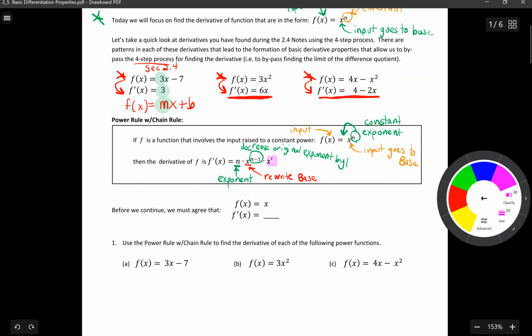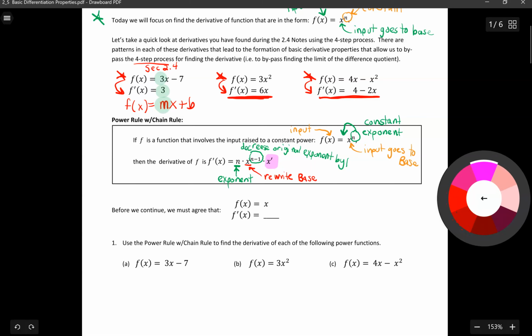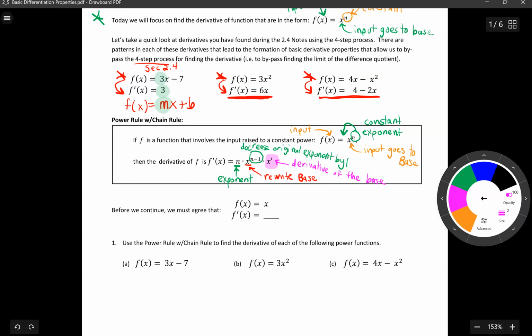You're like, as if all this isn't weird enough, then you see this thing here. What in the world is that? Well, what was x? What was x representing? The base, right? And then if you have that little tick mark, doesn't that just mean derivative? So what this is meaning right here is the derivative of the base. So then you're going to multiply by the derivative of the base. Whatever the base is, you just multiply by the derivative of it.